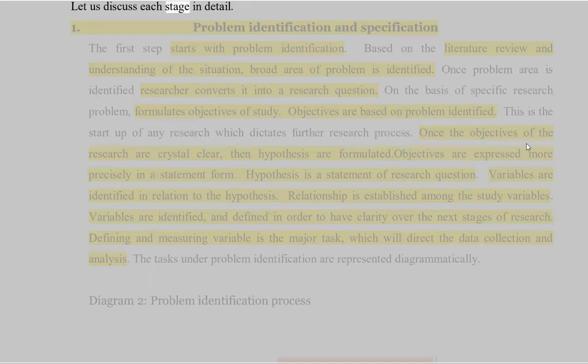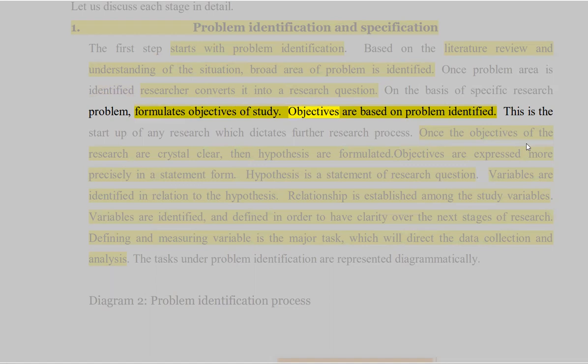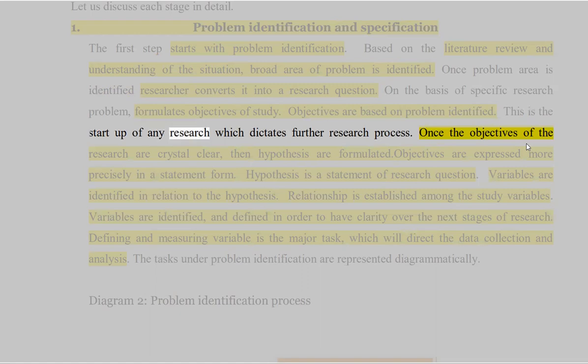Let us discuss each stage in detail. 1. Problem identification and specification. The first step starts with problem identification. Based on the literature review and understanding of the situation, a broad area of the problem is identified. Once the problem area is identified, the researcher converts it into a research question. On the basis of the specific research problem, the researcher formulates objectives of the study. Objectives are based on the problem identified. This is the startup of any research, which dictates the further research process.